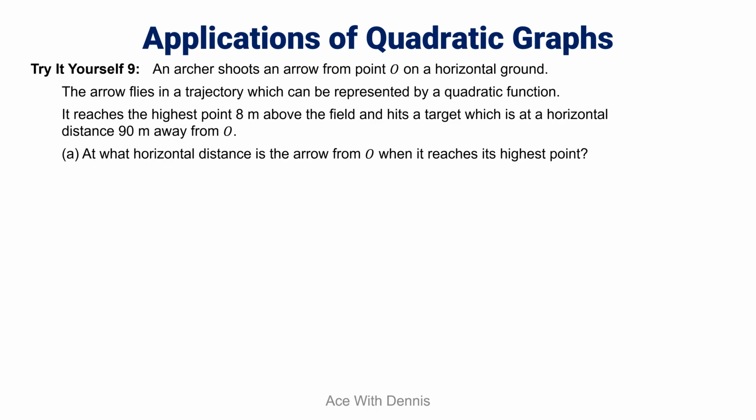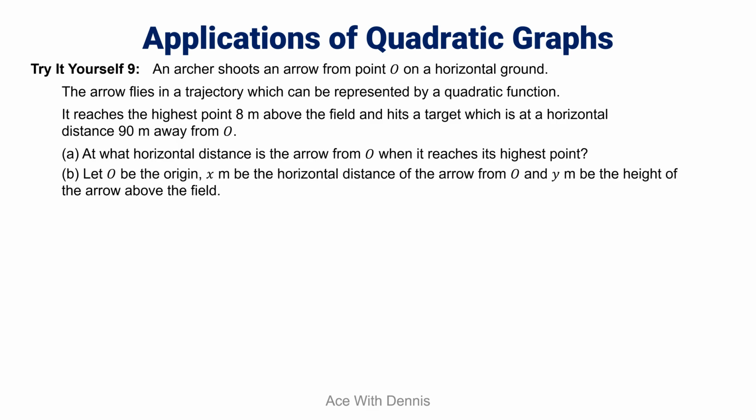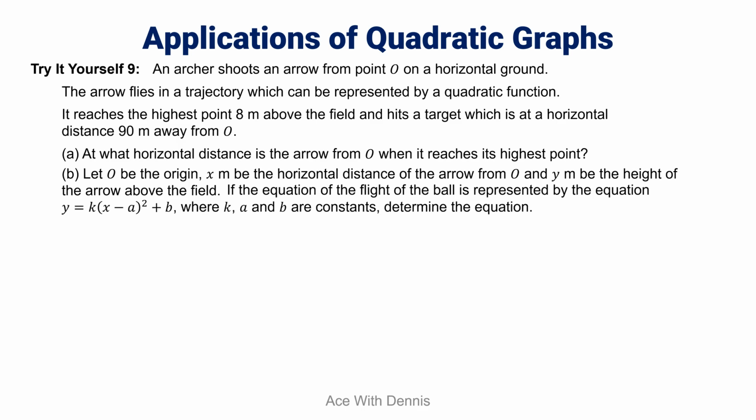A. At what horizontal distance is the arrow from O where it reaches its highest point? B. Let O be the origin, x meters be the horizontal distance of the arrow from O, and y meters be the height of the arrow above the field. If the equation of the flight of the arrow is represented by the equation y equals k times (x minus a) squared plus b, where k, a, and b are constants, determine the equation. C. Sketch a graph of the equation that is obtained from B. You can pause the video and try to do it yourself.